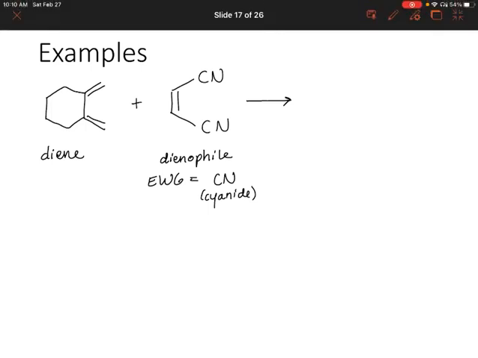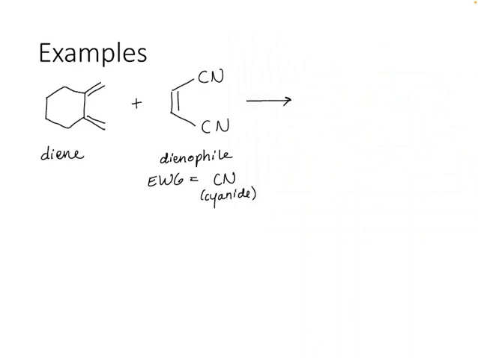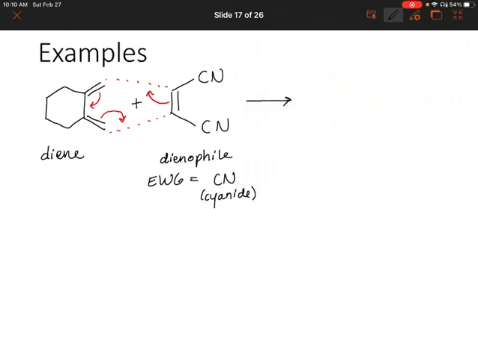Okay, so let's show the arrows for this mechanism. So remember, the pi bonds are going to move around and create new bonds. And then we're going to move one of our double bonds over one position. So this is actually going to form two rings, because we already had a cyclohexane ring on our diene, and we'll have a double bond right down the middle. And then we have to remember our cyanide groups.